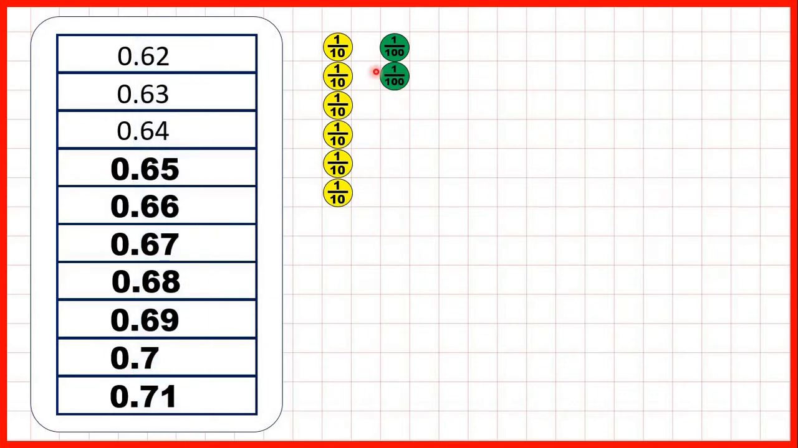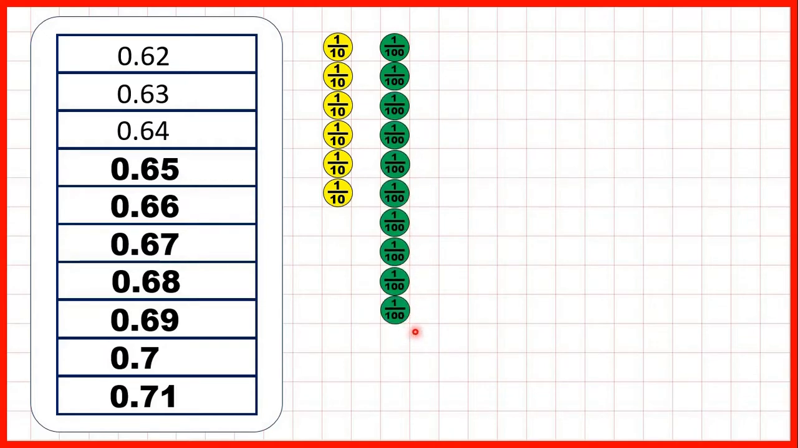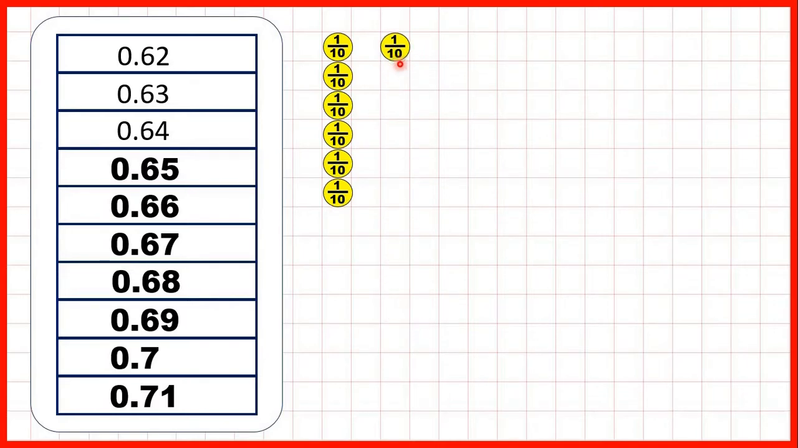And let's show the counting using place value counters. So 0.62 means we have 6/10ths and 2/100ths. We can carry on adding hundredths, but now we have 10/100ths, and we exchange 10/100ths for 1/10. So now we have 7/10ths. That's why we write 0.7, and then we just count on one more hundredth.